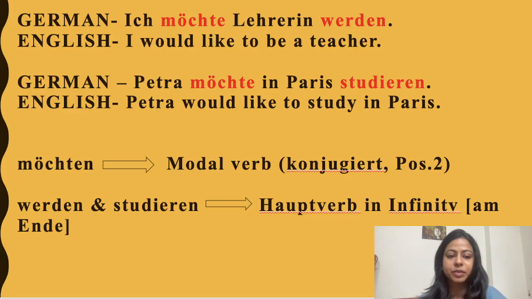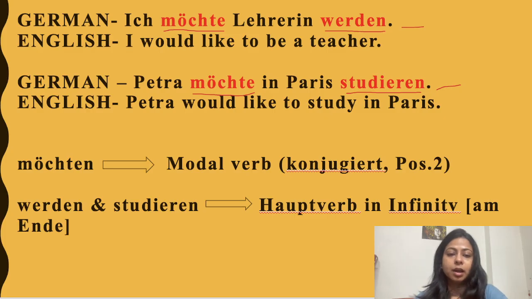So let's get started. Now let's look at the two sentences. Ich möchte Lehrerin werden. I would like to be a teacher. Petra möchte in Paris studieren. Petra would like to study in Paris. Now, as you could see, these sentences have two verbs each. The two verbs are möchten and werden in the first sentence, and möchten and studieren in the second sentence.